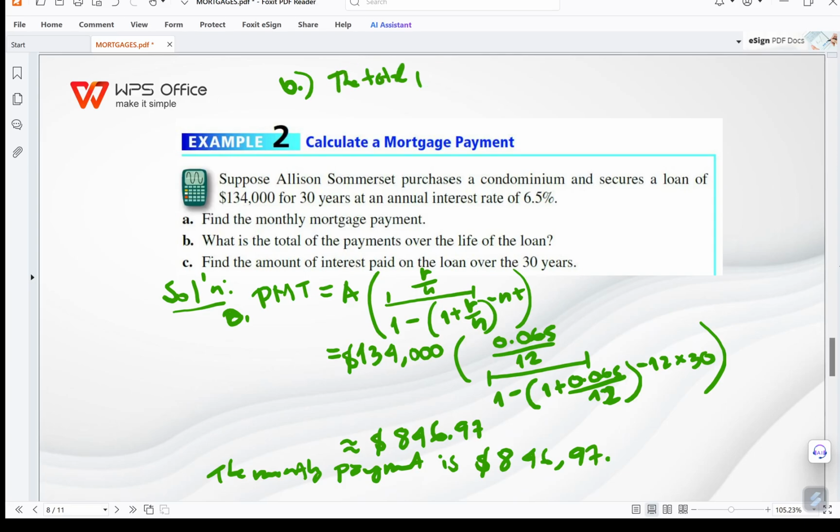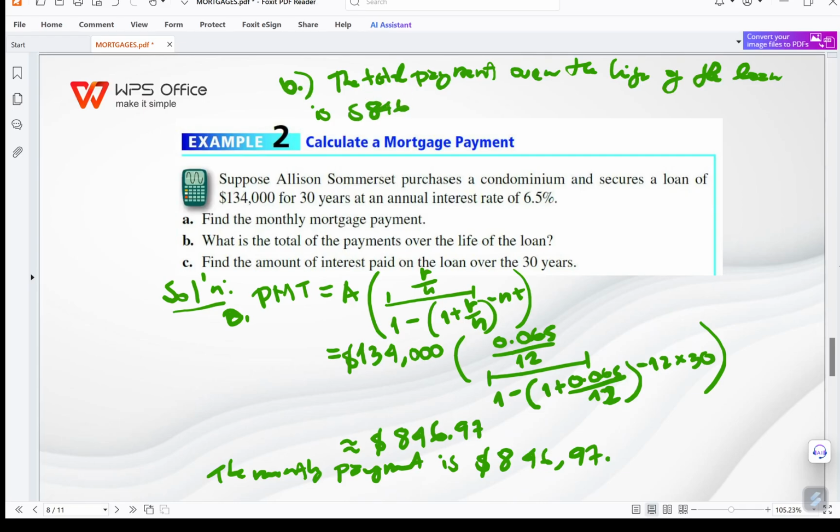Okay, so the total payment we can calculate it directly. The total payment over the life of the loan is $846.97 multiplied by 360.